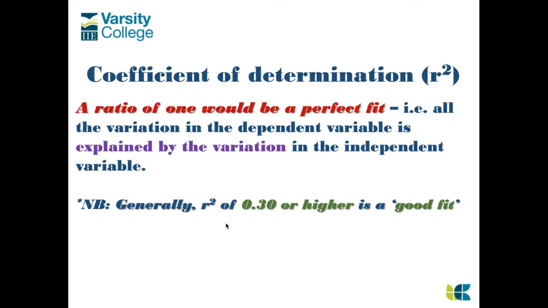So this is proving evidence that there is a relationship. In other words, if fuel prices do go up, then inflation will go up. Can you see? If there's a relationship of 1, it's showing that all of the increase in inflation is indeed as a result of fuel prices going up. That's what they're explaining there. Generally, an R squared of 0.30 or higher is a good fit.